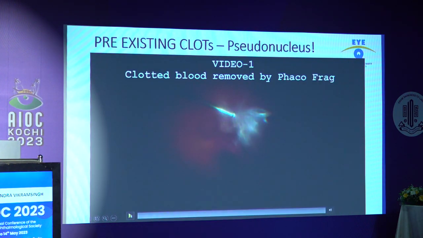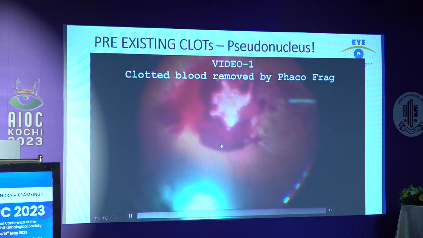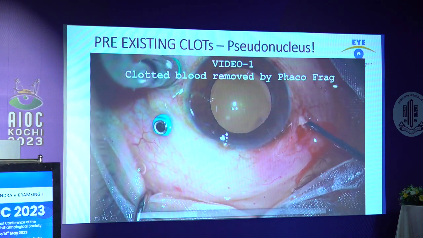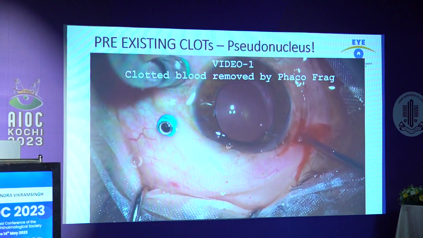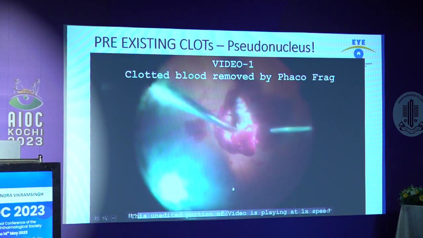But sometimes you have a very thick clot like this. We have actually reported this also. It can actually look like a nucleus, and neither your 25 gauge nor even 23 gauge cutter is going to remove it easily. So you can use a phaco fragmatome also.